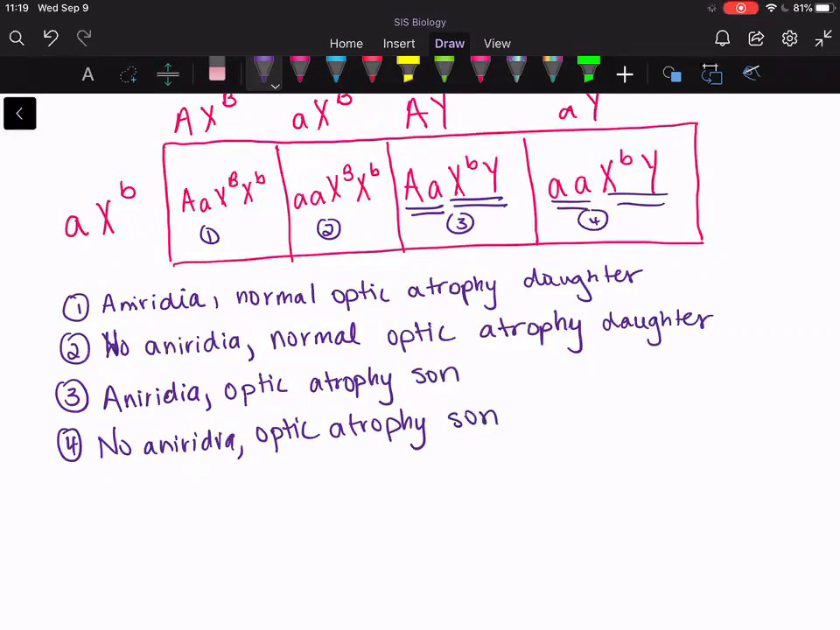So these are the 4 different cases of children that they are able to have.